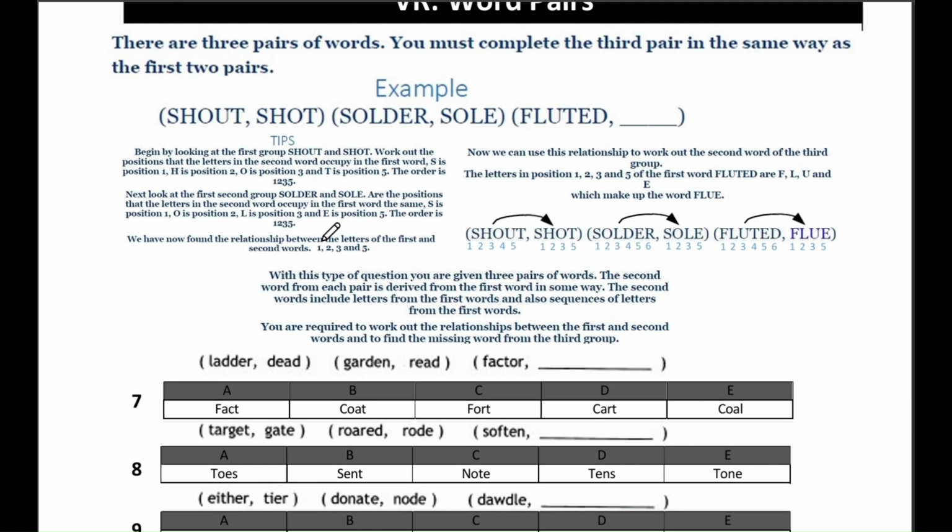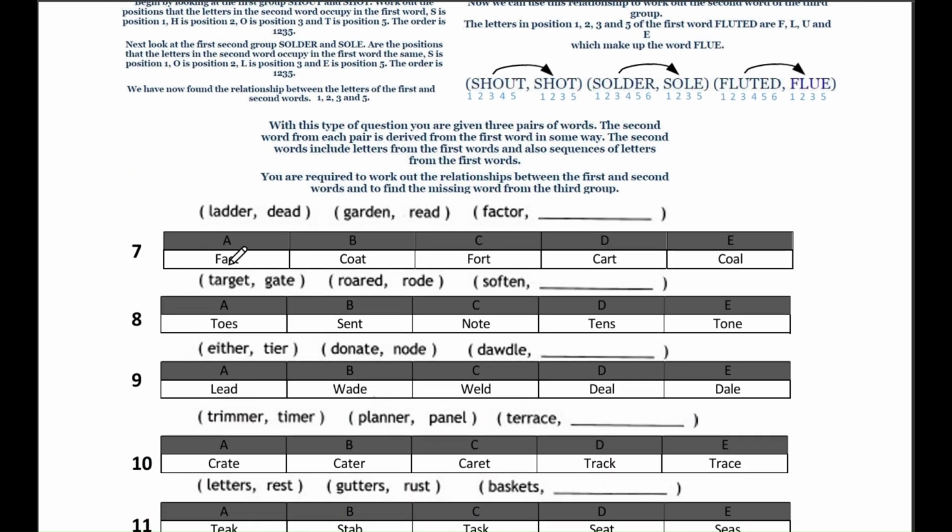Question number 7. Now we are going to move on to a different type of question. In question 7, we need to complete the third pair of words based on the first 2 pairs of words. Our first 2 pairs of words are ladder, dead, and garden, read. So now we must apply the same change to the last word, which is factor, blank. Let's see what the rule is.